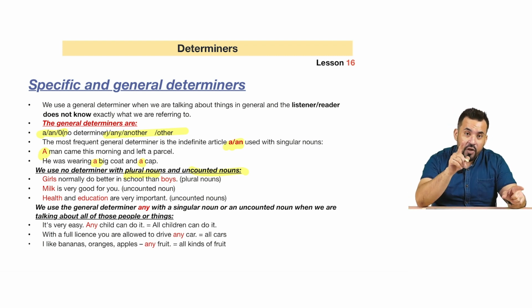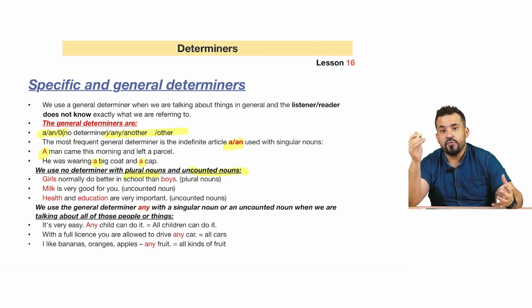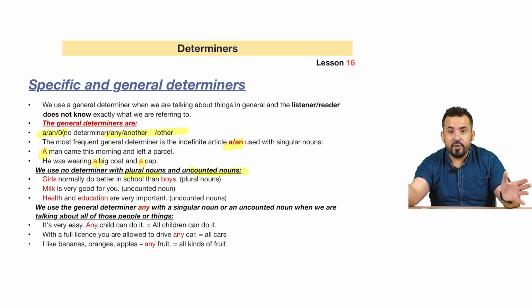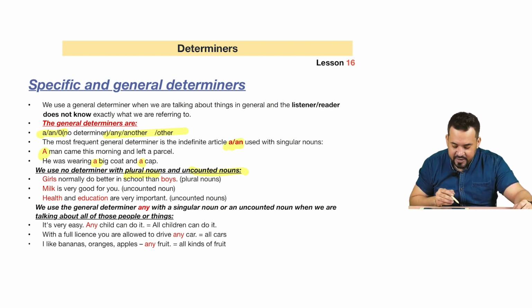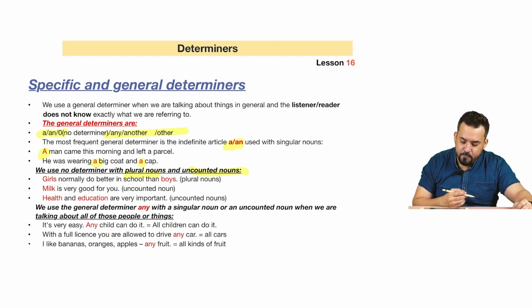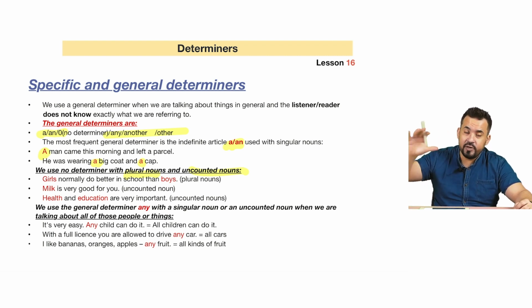They could use the, which is the specific determiner, but here we're talking about general determiners. So we use no article when we're talking about uncountable or plural nouns. Let's take a look at these examples. Girls normally do better in school than boys. Fact. Girls normally do better than boys. We're talking general, we're talking girls.